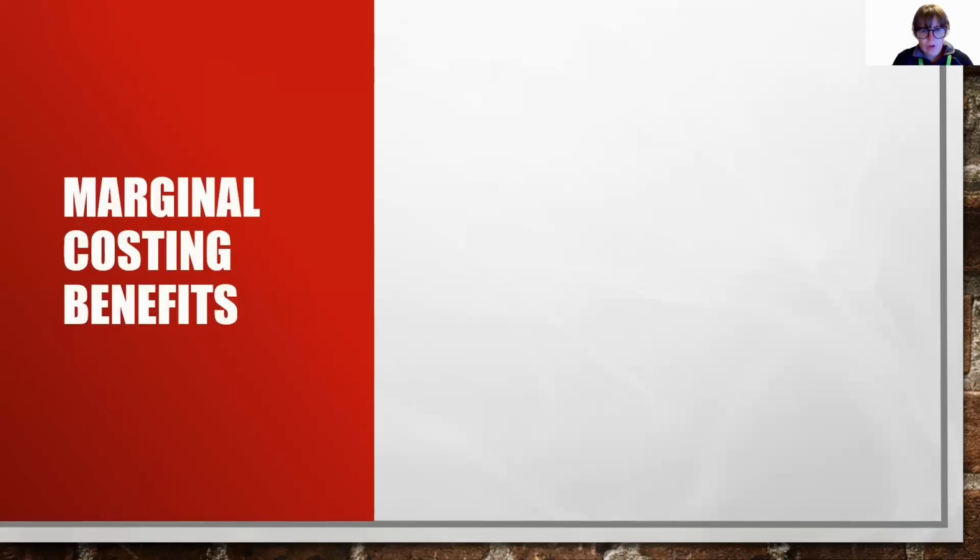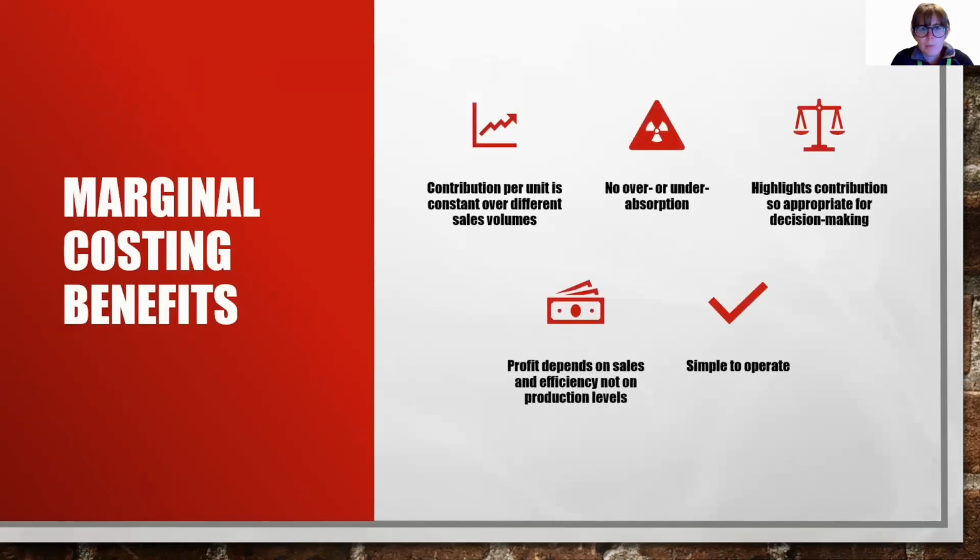What are the benefits then of marginal costing? Well, contribution per unit is constant over different sales volumes. There's going to be no over or under absorption of overheads. It is going to highlight that contribution is so appropriate when it comes to decision making. We want to make those products with those highest contributions being earned. Your profit is going to depend on your sales and efficiency levels as opposed to your production levels, and it is very simple to operate.